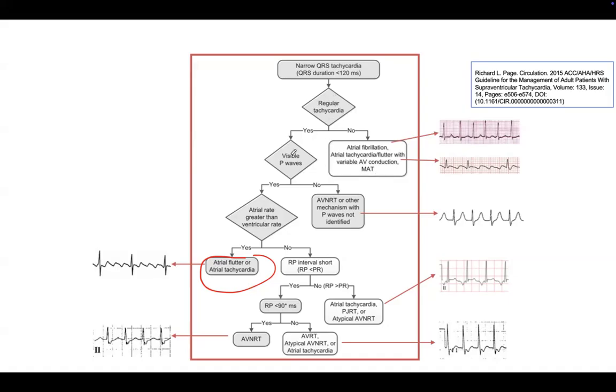If it's regular without visible P waves, then you think more of AVNRT and AVRT. If there are visible P waves with a 1-to-1 QRS ratio, you study the RP interval. Like we said, if the RP interval is short, it's more typical AVNRT or AVRT. If it's long, it's more PJRT, atypical AVNRT, and atrial tachycardia. So that's the summary of what we said today.